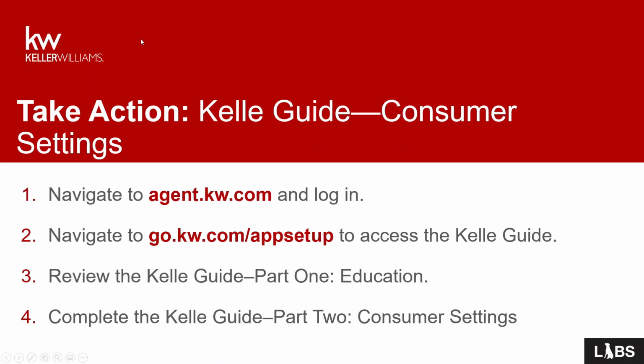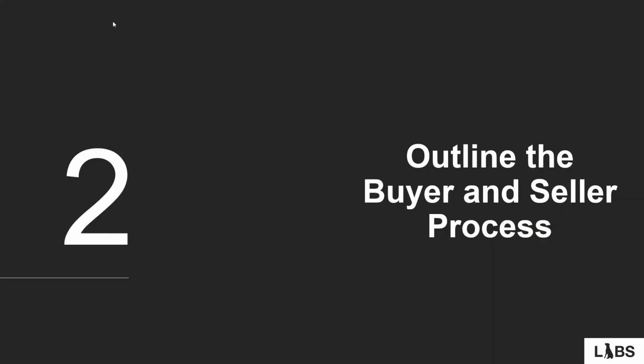Okay, so we have navigated to agent.kw.com and logged in. We went to the app setup to access the Kelly Guide. You were able to review the guide Part 1 Education, which is the first part, and then we just completed the second part, Part 2 Consumer Settings. So now we're going to talk about outlining the buyer and seller process for you.